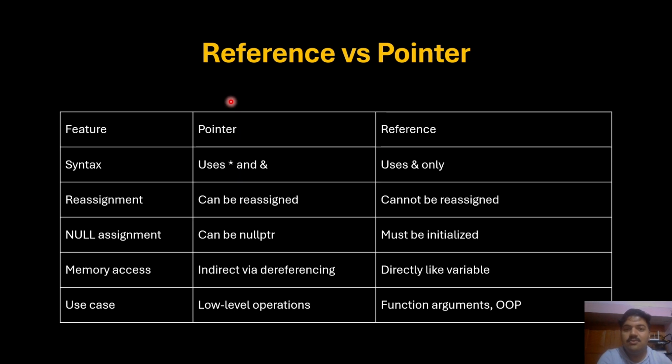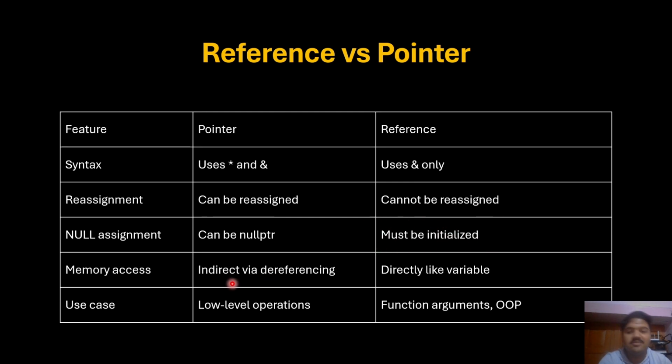So next we will be seeing the difference between a reference and a pointer, because both seem to be like the same term. So we'll see what the difference is. For syntax, a pointer uses star and ampersand, but a reference only uses ampersand. Reassignment: a pointer value can be reassigned, but a reference cannot be reassigned. Null assignment: a pointer can be assigned a null pointer, so it is not compulsory to hold a value, but a reference must be initialized.